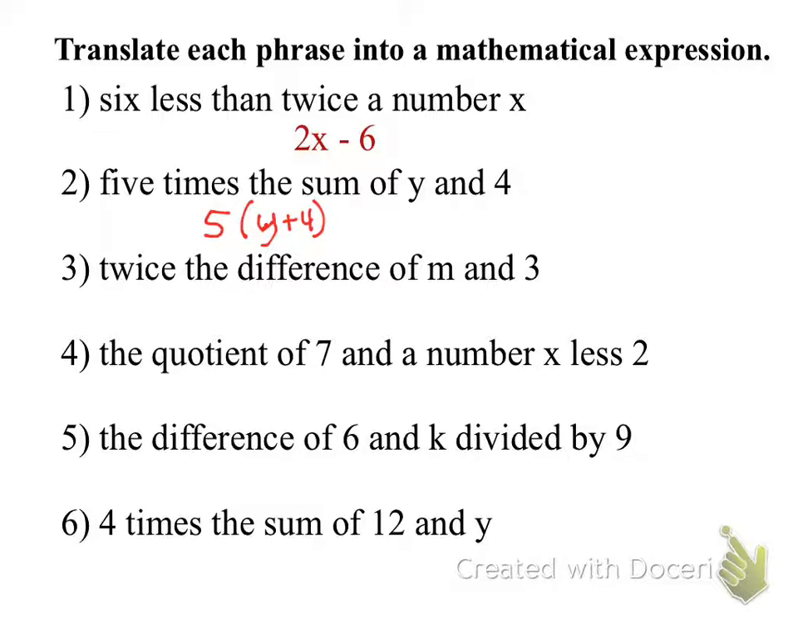Number 3, go. Ben. 2 times the quantity n minus 3. Beautiful.